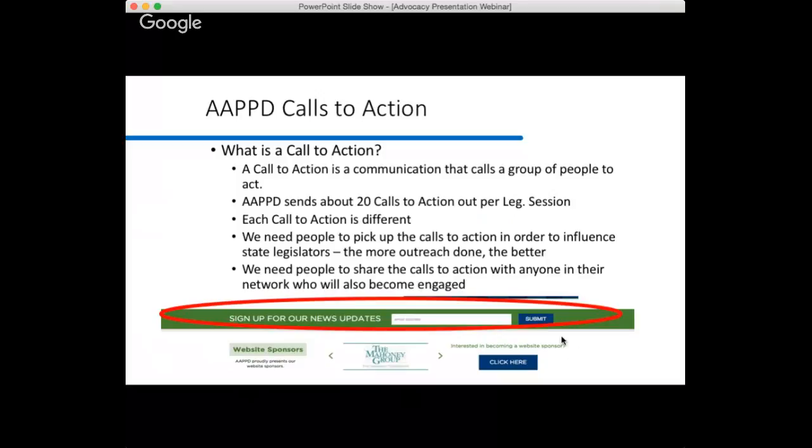So I wanted to make sure that you all knew what the calls to action were, that they are coming, and that we do need people to share those. And that's really where we start in asking you to pick up a call to action or do something. And we'll talk a little bit more about the items that you can do.